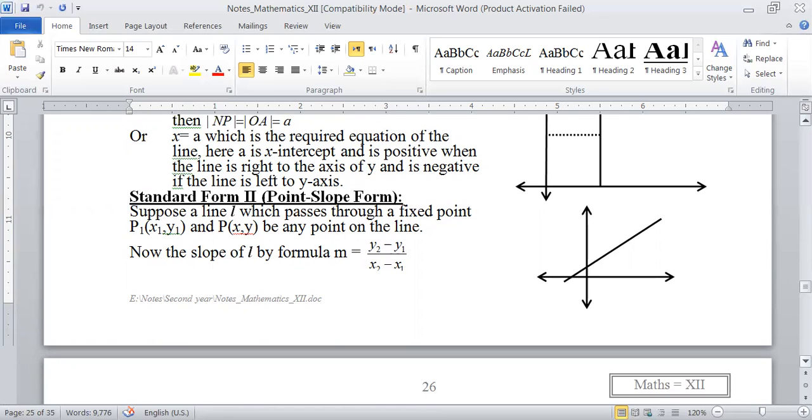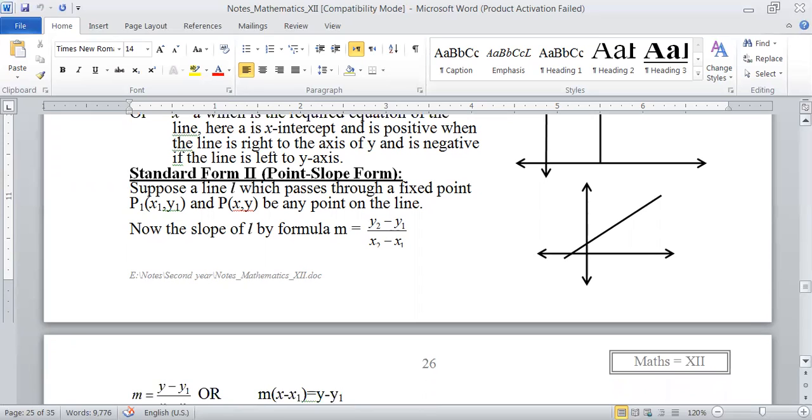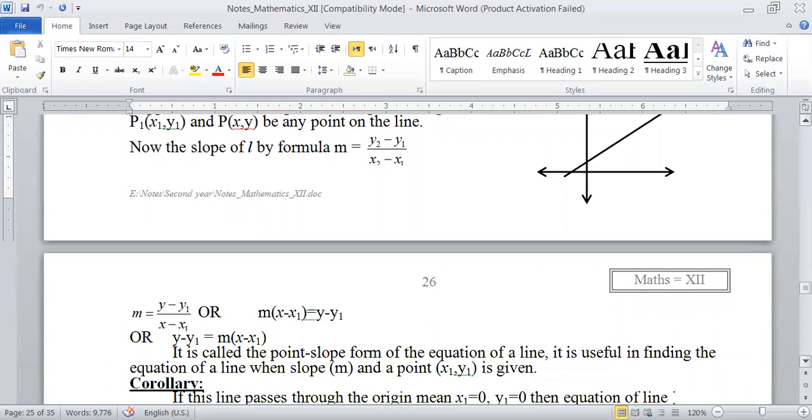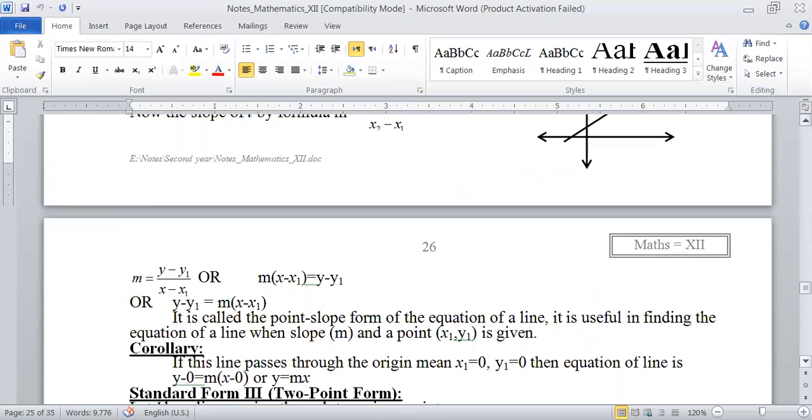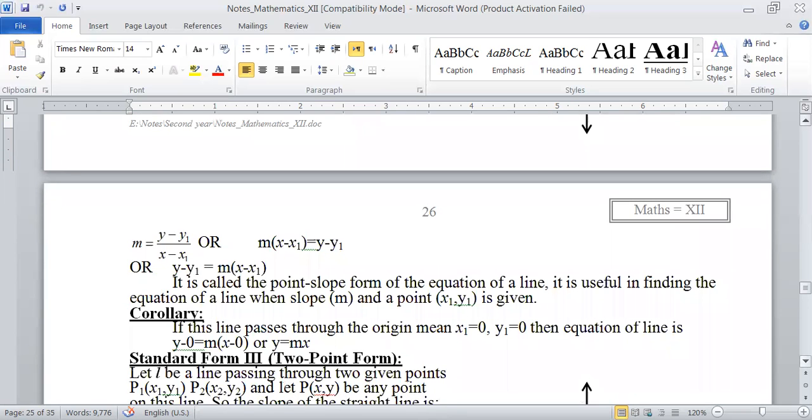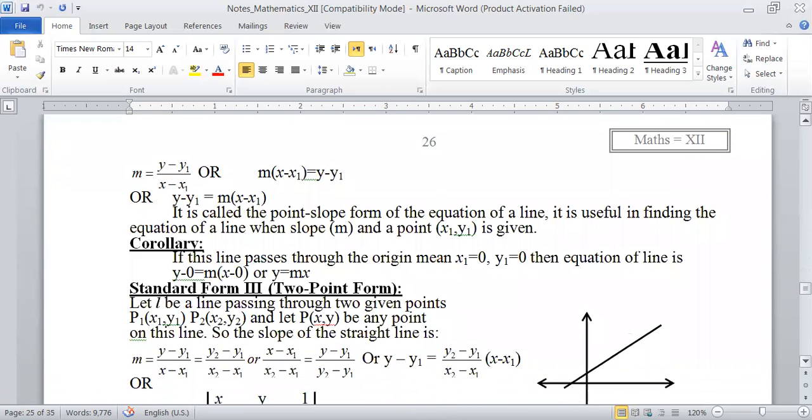आपने एक लाइन चूज की जो P1 से गुजर रही है और P2 कोई और दूसरा पॉइंट है जो लाइन के ऊपर है, तो बाय यूजिंग स्लोप फार्मूला m is equal to y2 minus y1 upon x2 minus x1, क्रॉस मल्टीप्लाई करें तो आएगा m of x2 minus x1 is equal to y2 minus y1. वापस यह जो पॉइंट है x y यह पुट करें तो आपके पास आएगा m of x minus x1 is equal to y minus y1. It is called point slope form of the equation of a line.